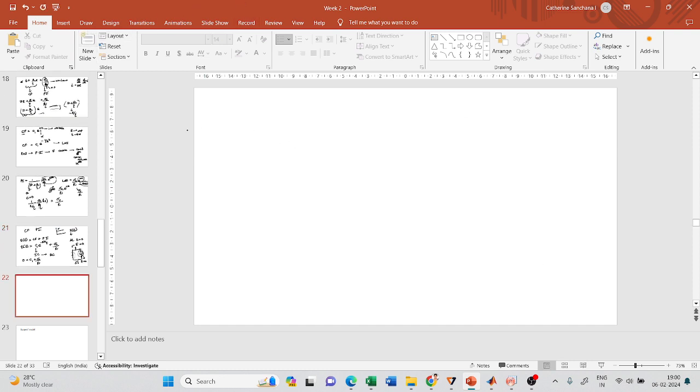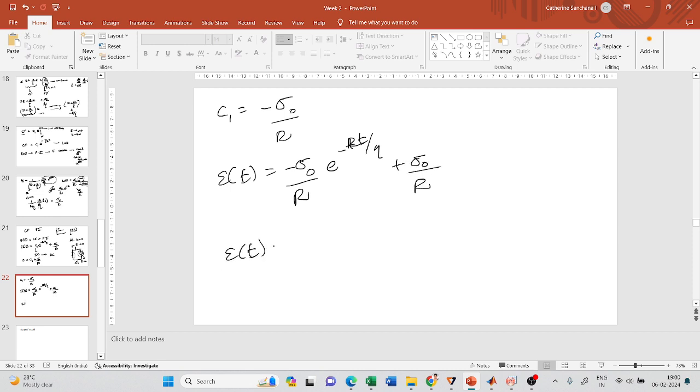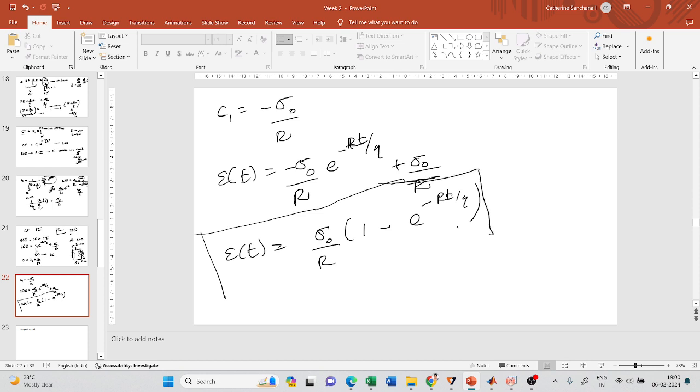So my C1 is going to be minus sigma dot by R. Substitute it in that equation: minus sigma dot by R into e power minus R t by eta plus sigma dot by R. Now epsilon of t is equal to sigma dot by R, and I'm going to take this outside: 1 minus e power minus R t by eta. This will be the response of the material when I'm using a Kelvin model to predict the viscoelastic response when subjecting the material to a constant stress.